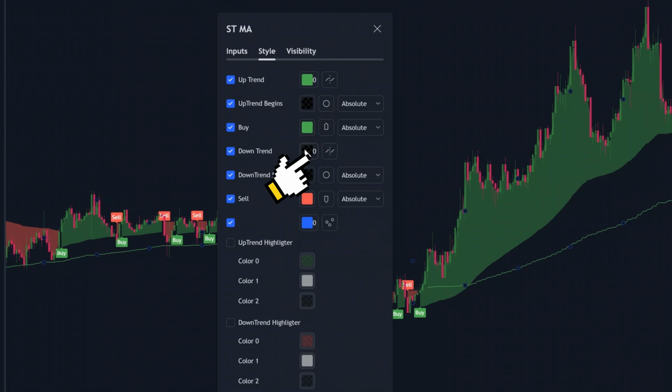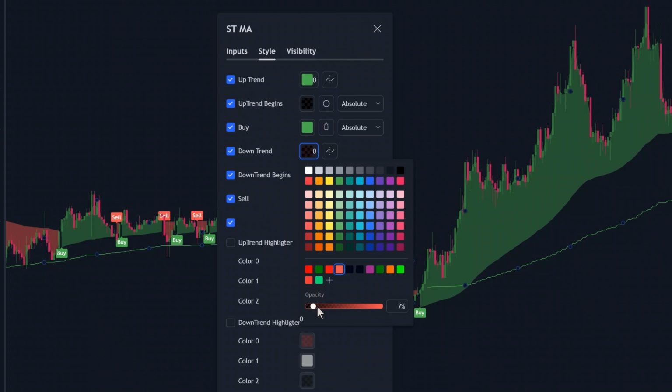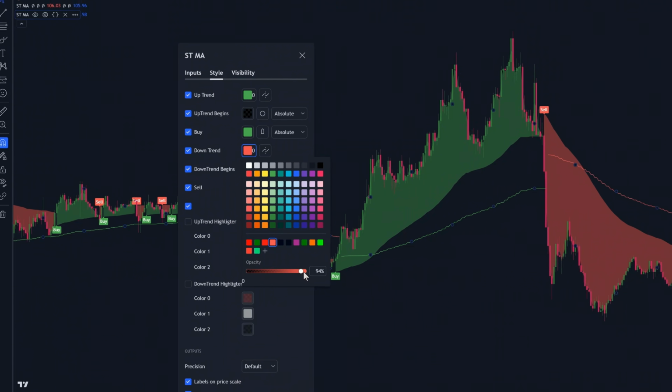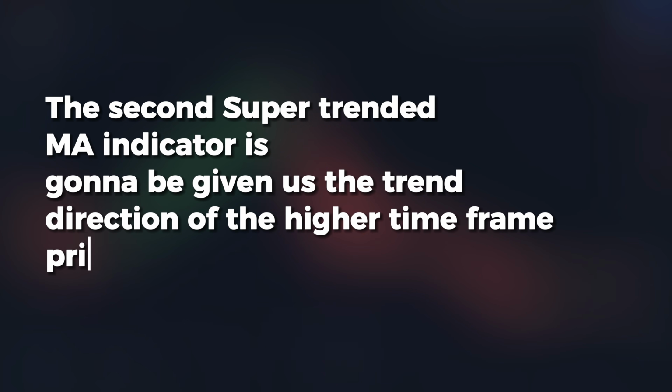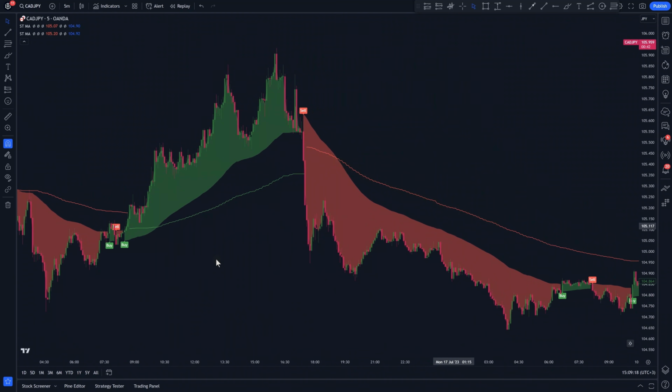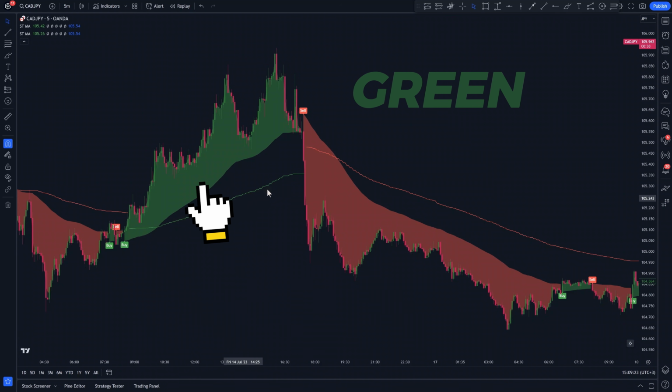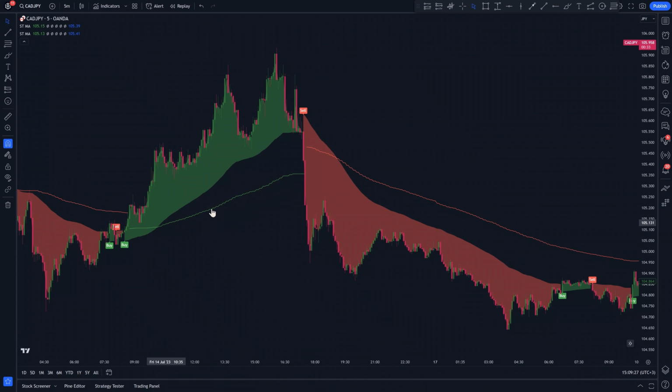And click here to increase the downtrend color's opacity to 100%. Now, this second SuperTrended moving average is going to be giving us the trend direction of the higher time frame price action. Whenever it's colored green and the price is trading above it, that is a bullish trend, and we're going to be looking to take only long trades.